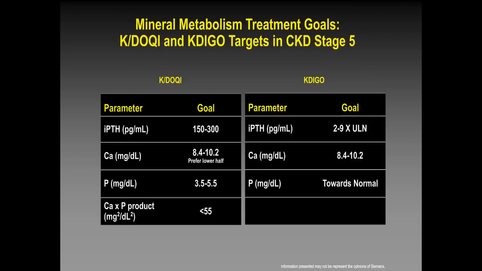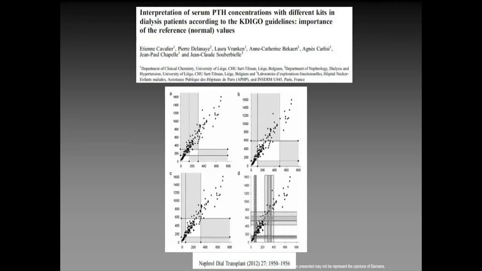Like the initial guidelines, they want calcium values in the normal range, and suggested maybe that we can do a little bit better with phosphorus control and try and get it more towards the normal range, which would be approximately 3.5 to 4.5 in most clinical chemistry labs. So a little more stringent control of phosphate is desirable.